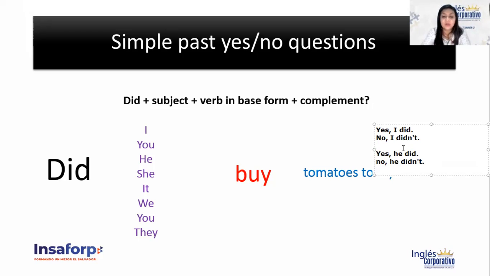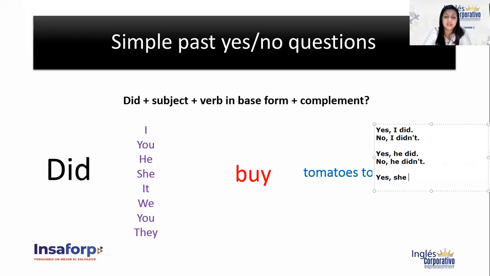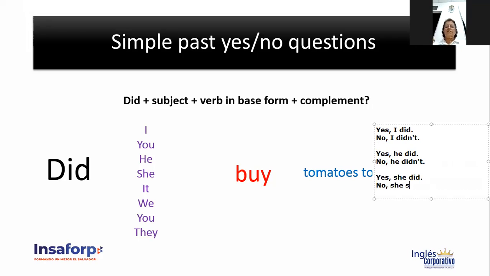Did we, or did she, let's say she. Did she buy tomatoes today? Yes, she did. Or no, she didn't. She did not, or didn't.